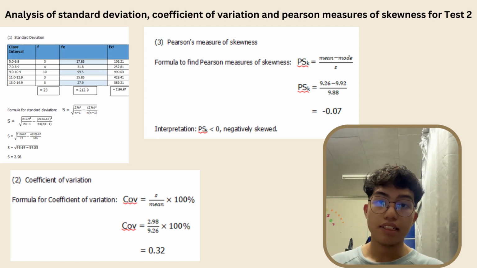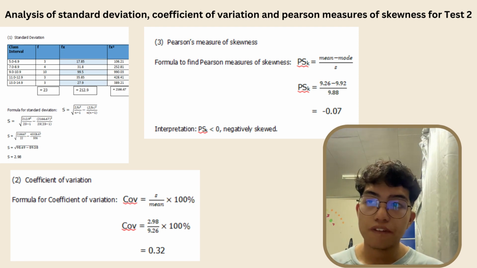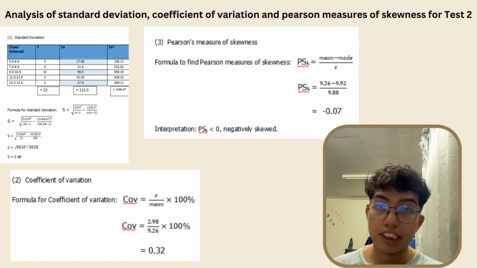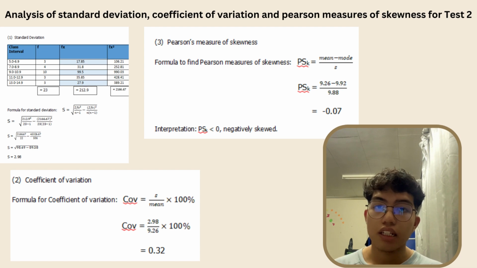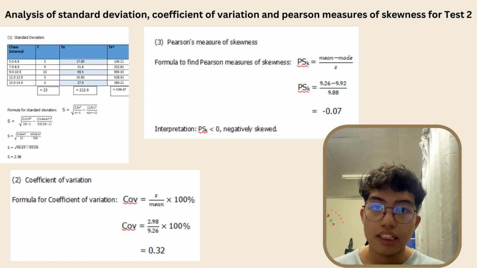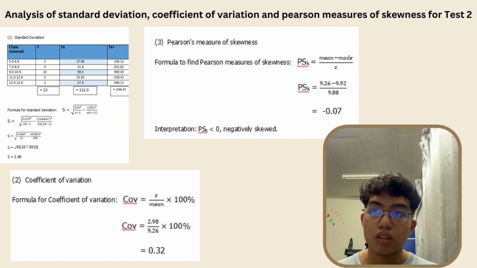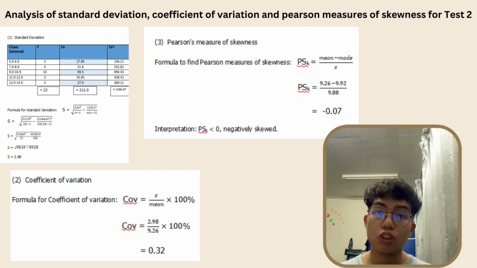So lastly, I want to tell about coefficient of variation. The formula for coefficient of variation is COV equals S over mean times 100%. So it will be 2.98 divided by 9.26 times 100%. So the answer is 0.32.